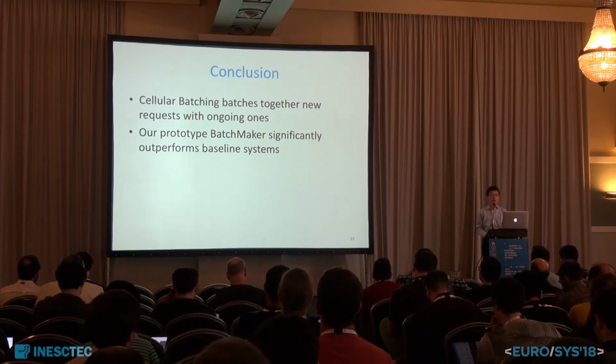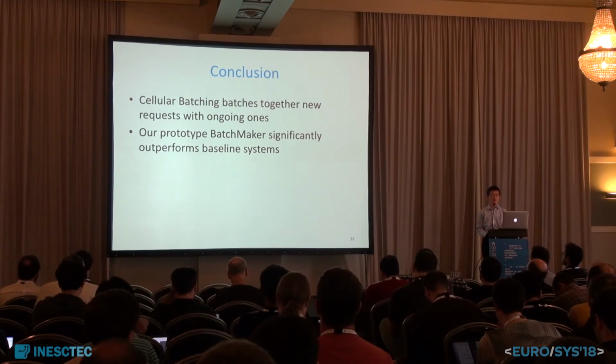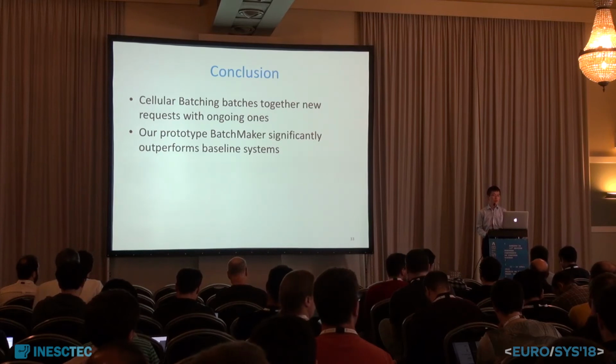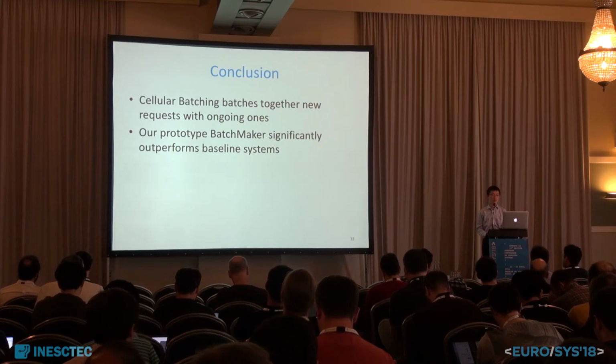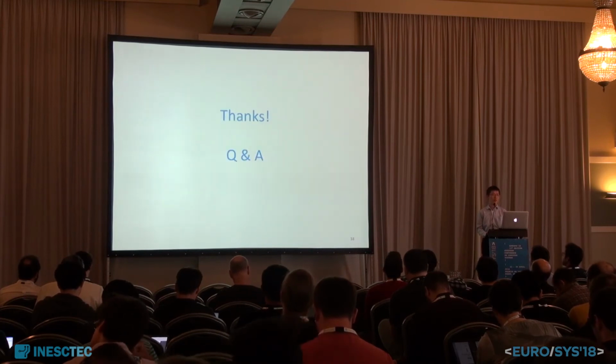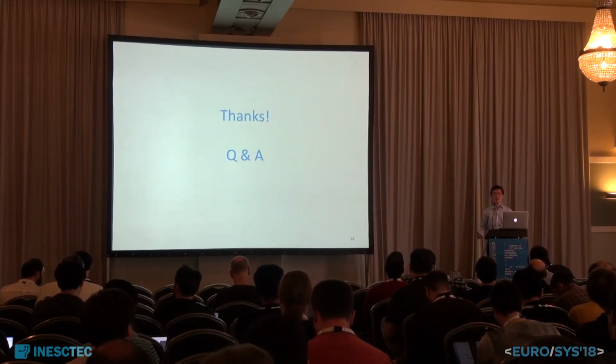We propose a new batching approach called cellular batching, specialized for RNN serving. Cellular batching batches together new requests with ongoing requests. We realized cellular batching in our prototype system, BatchMaker, and experiments show that BatchMaker significantly outperforms baselines. Thank you, and I'm willing to take questions.